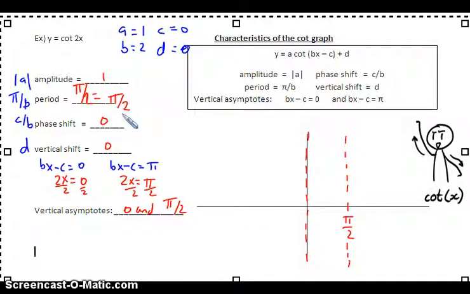That's a good thing to kind of check, because this distance right here should be the same distance as your period when you set up your vertical asymptotes.